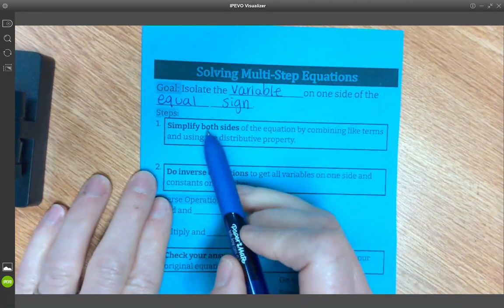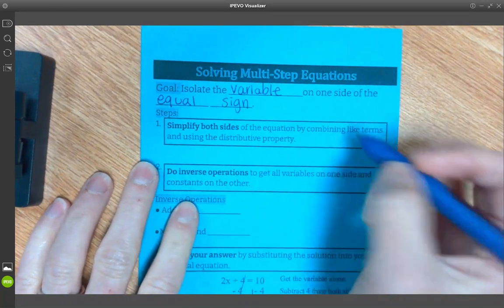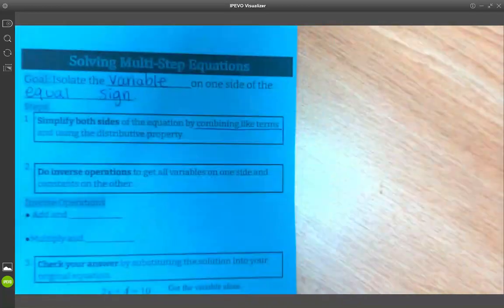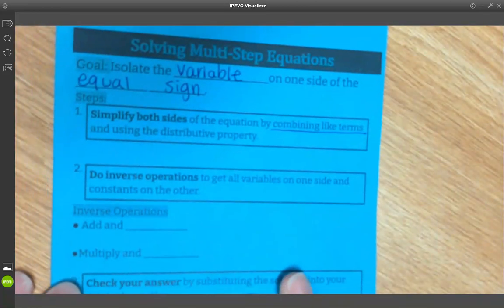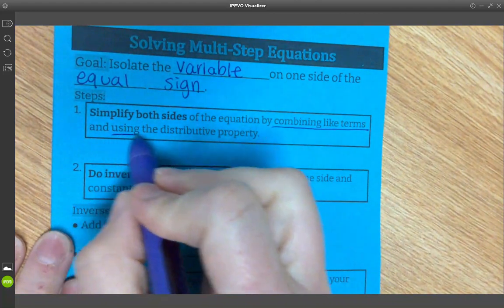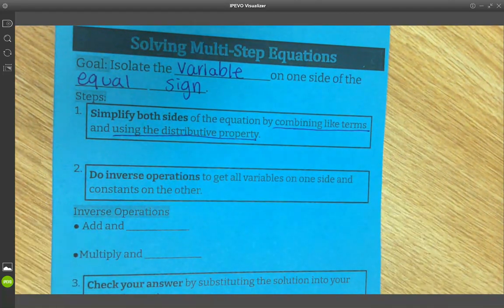Step 1, simplify both sides of the equation by combining like terms. So go ahead and underline what I'm underlining. And using the distributive property. So the first thing you have to do is simplify both sides.